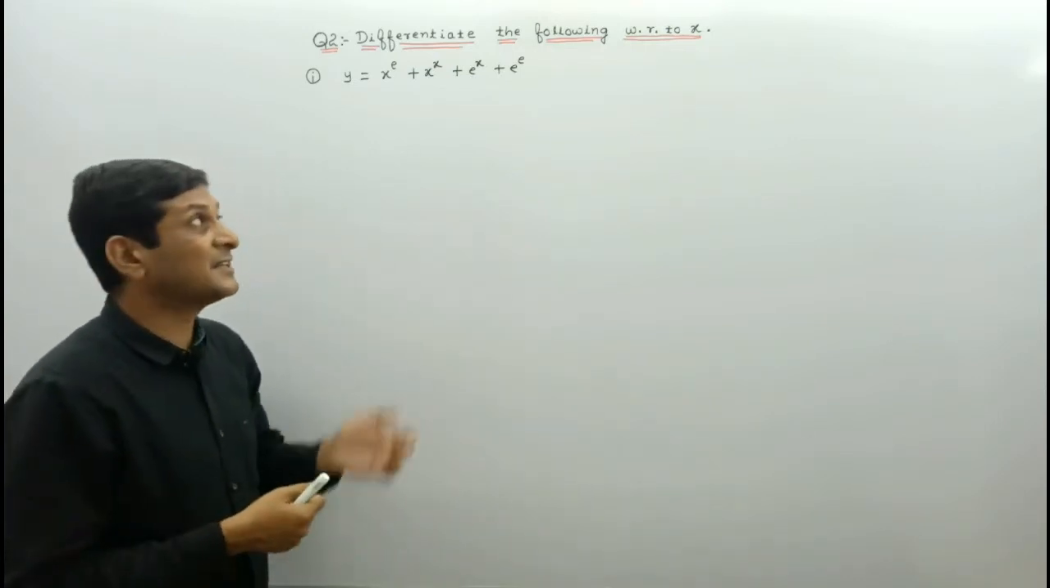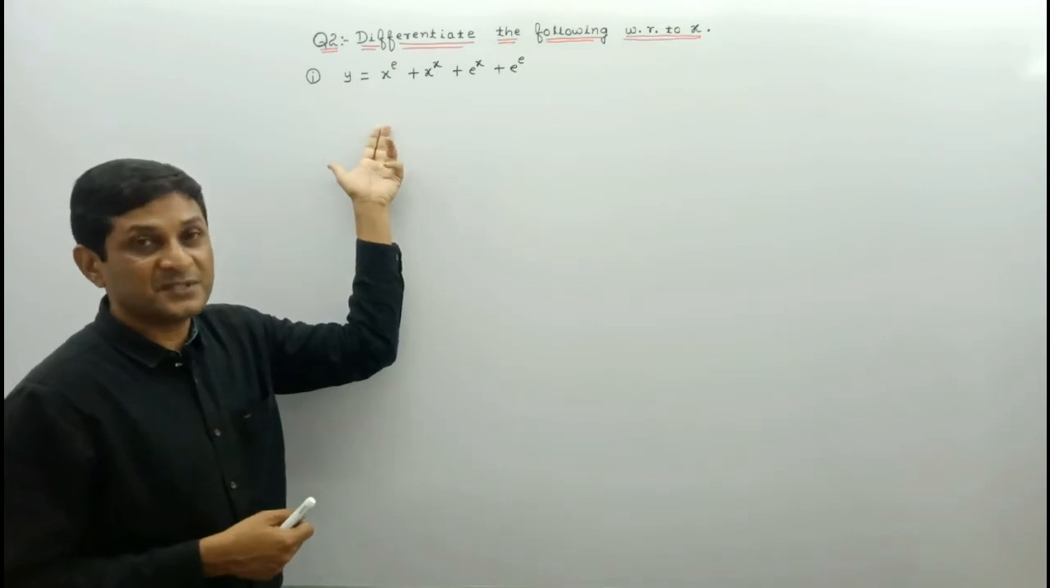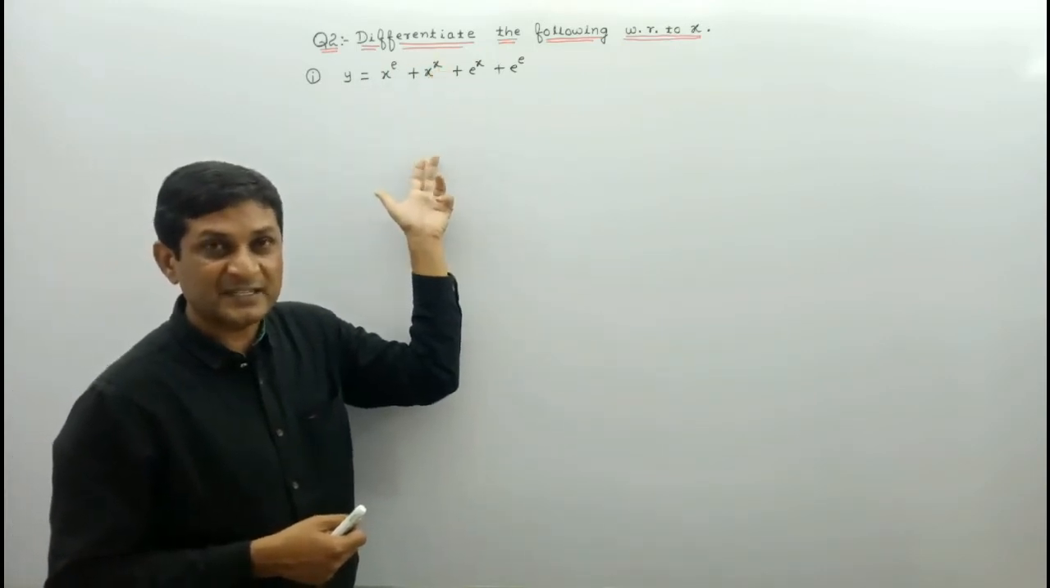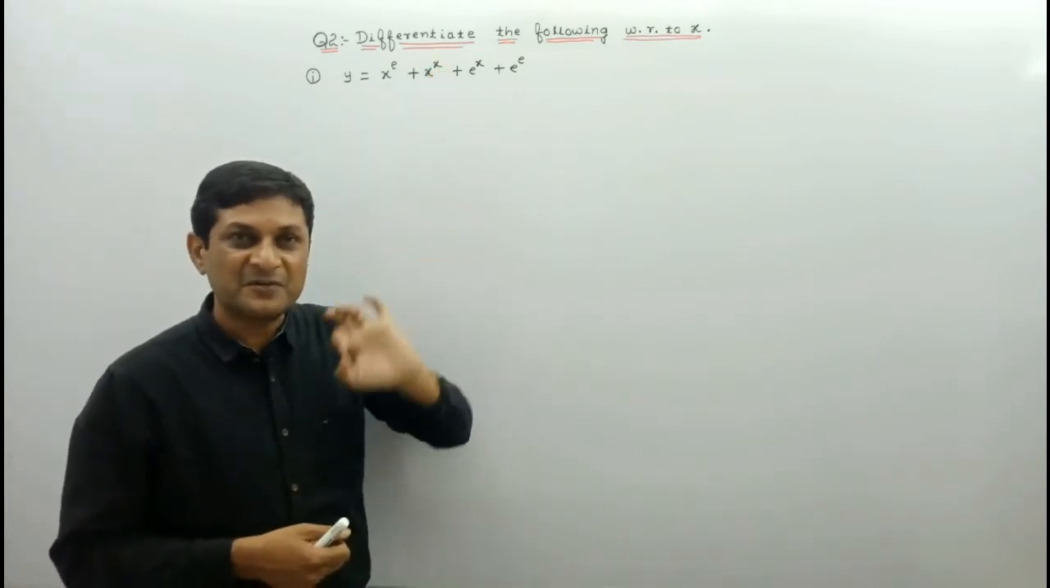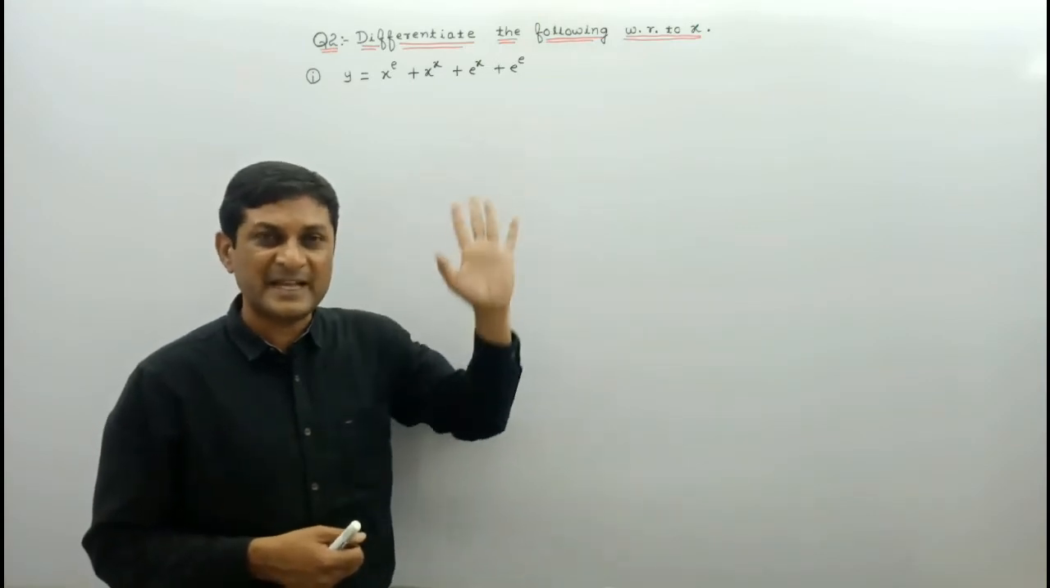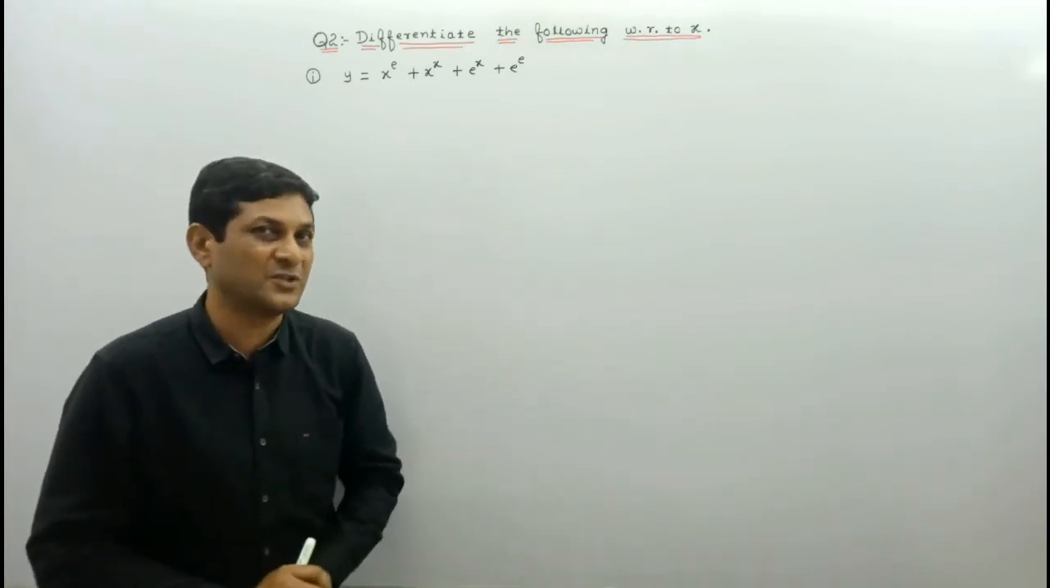Addition rule से क्या करते हैं हम? पहले फर्स्ट फंक्शन का डिफरेंशिएशन, देन फाइंड आउट डिफरेंशिएशन ऑफ सेकंड टर्म, प्लस कीप इट एज इट इज, देन फाइंड आउट डिफरेंशिएशन ऑफ थर्ड फंक्शन, प्लस कीप इट एज इट इज, देन फाइंड आउट डिफरेंशिएशन ऑफ फोर्थ फंक्शन.